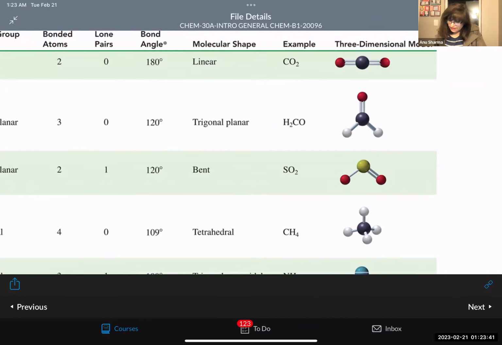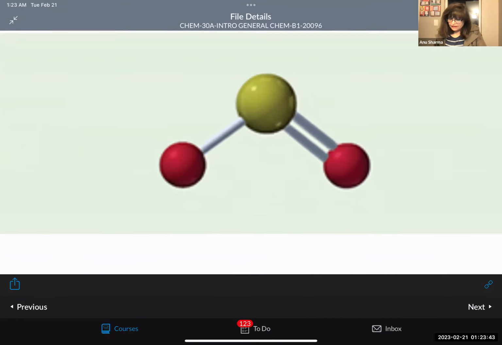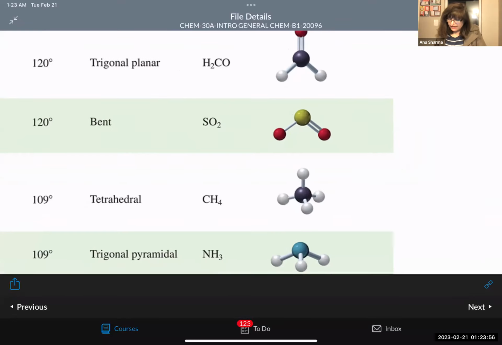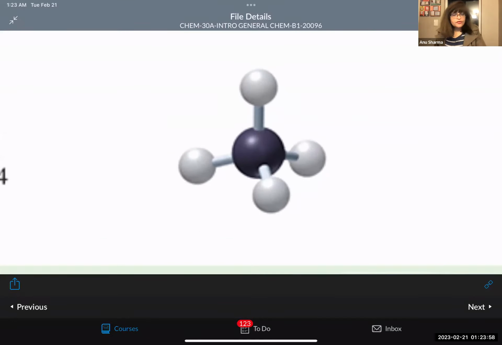Bent is like if there is a lone pair somewhere on the top in the central atom, then, by VSEPR theory, it bends the bonded atoms. So the lone pair can occupy its own space on the top. So a bent molecule would look like this. And a tetrahedral looks like this. It's like a 3-legged chair.